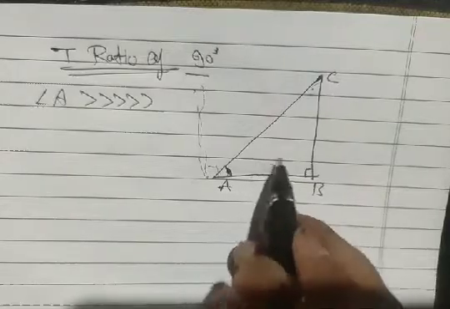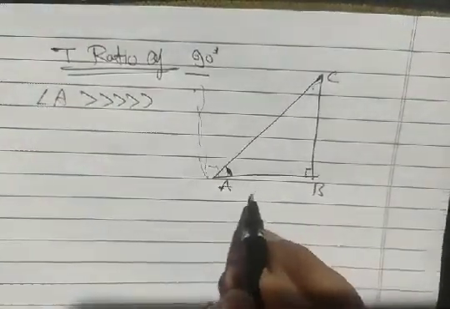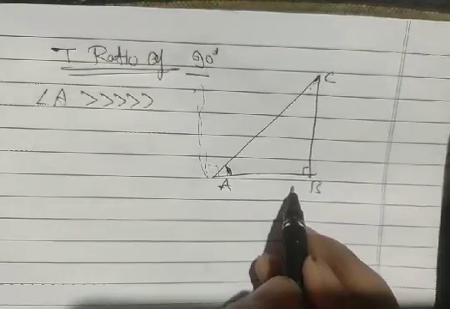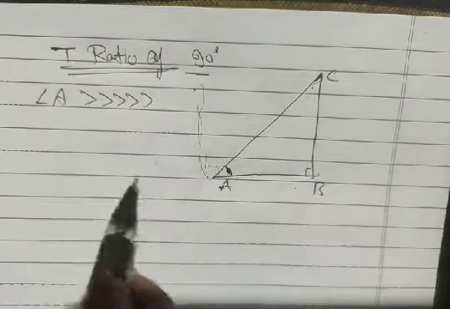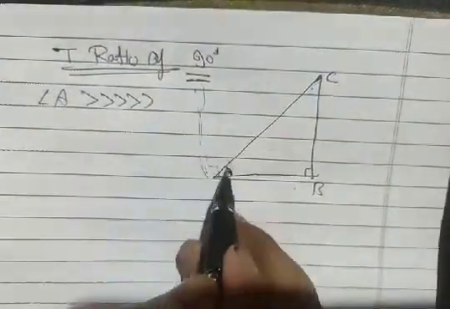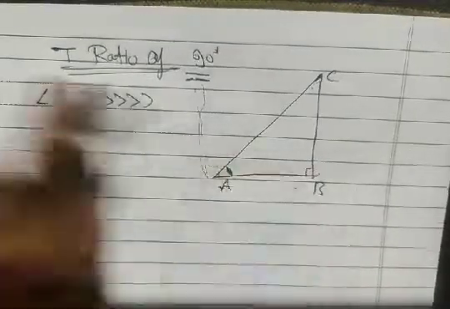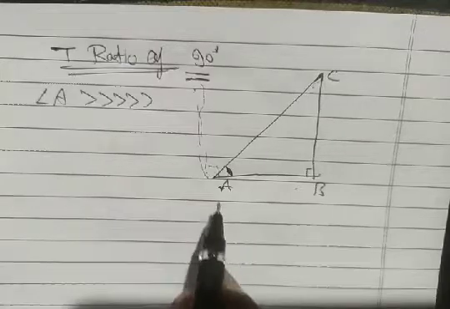In the t ratios of 90 degree, we have a triangle ABC with right angle at B. We now make angle A larger and larger in triangle ABC till it becomes what?